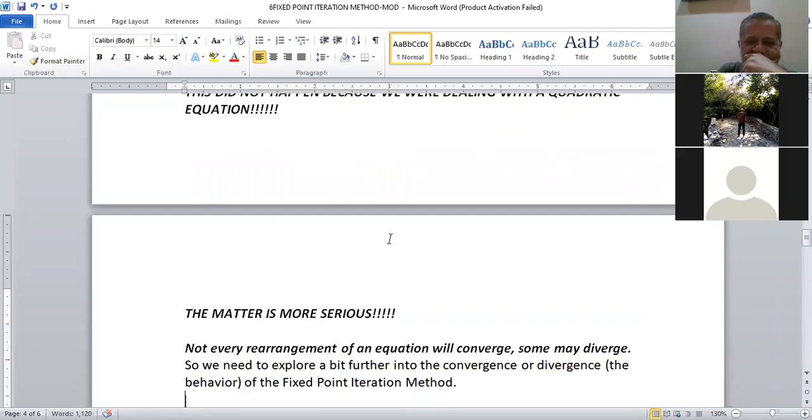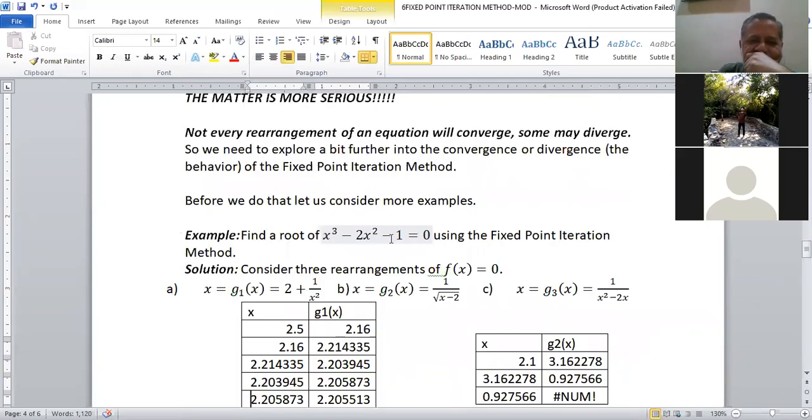The matter is more serious. Not every rearrangement, as I said, converges. So let us see this example, which is a cubic equation. And remember that a cubic equation will have at least one real root.